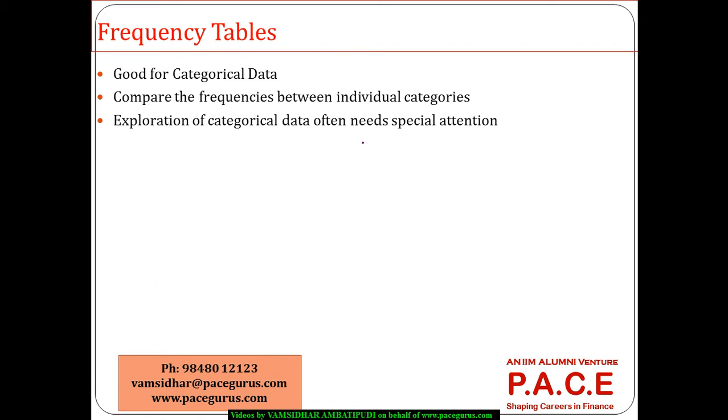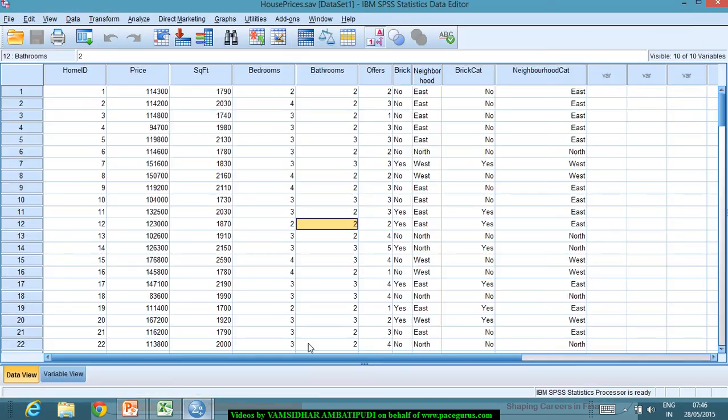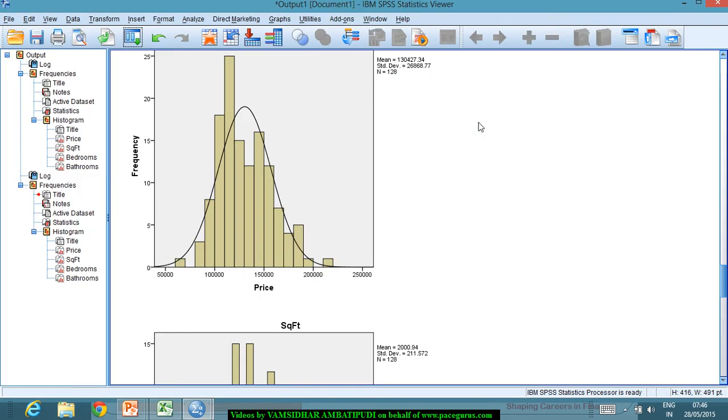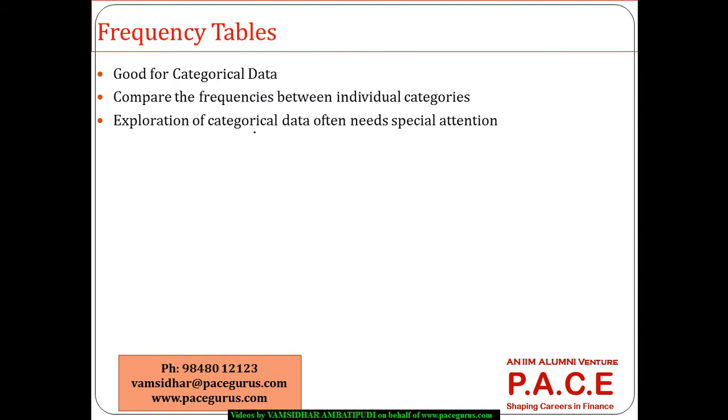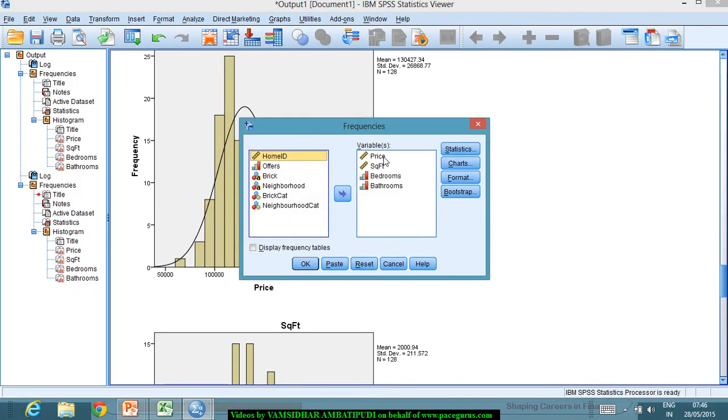But when I am using categorical data, here I can talk about the bedrooms and bathrooms, or probably the brick and the neighborhood. Instead of going with the scale data, because they are not numbers, I will treat them as categorical data, and for categorical data, a frequency table is a much more appropriate solution.